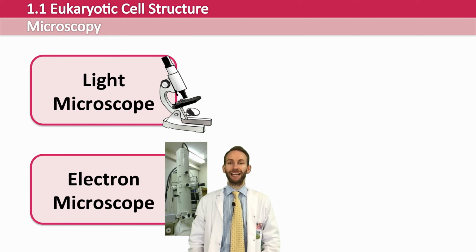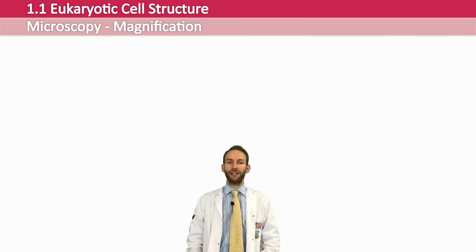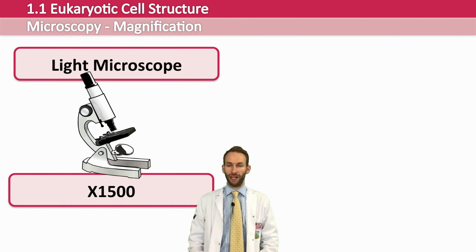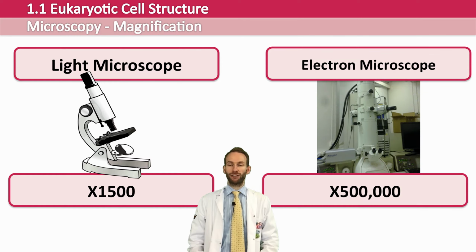Now in terms of magnification, how much bigger they can make an image, the light microscope can magnify an image by 1,500 times, and the electron microscope can magnify an image by 500,000 times. It's a very powerful microscope.